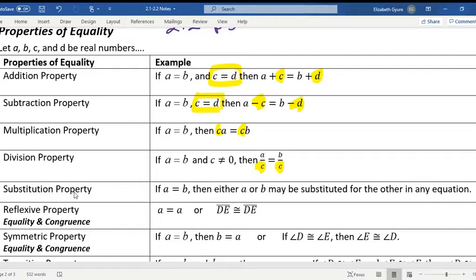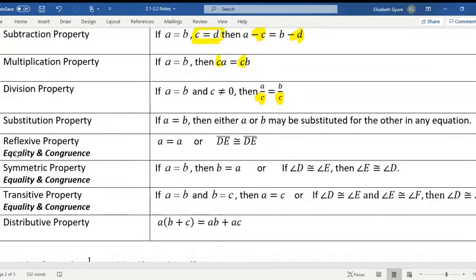Substitution properties should also sound familiar to you. If A equals B, then either A or B may be substituted for the other in any equation. Again, if you have equivalent values, then you may replace one with the other in an equation.